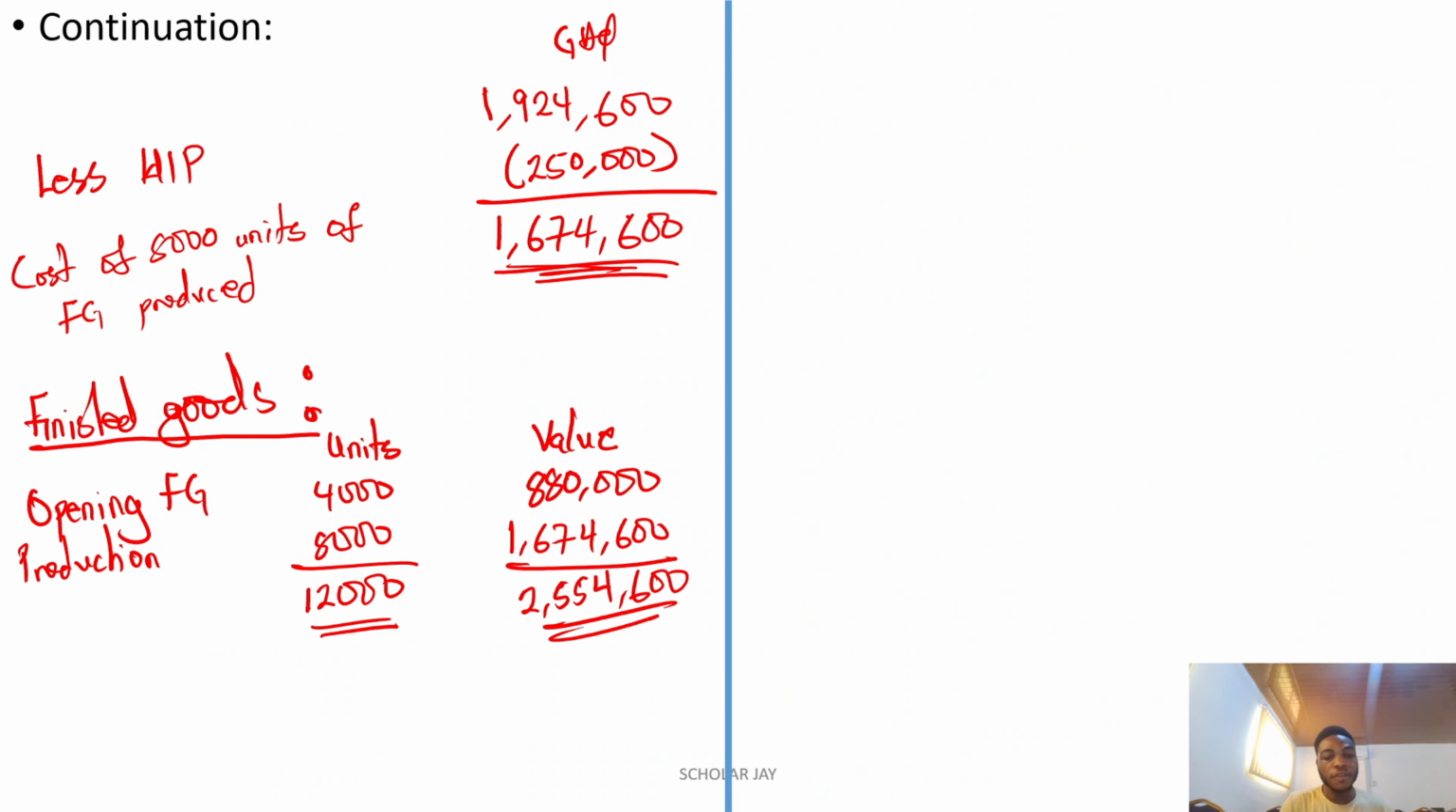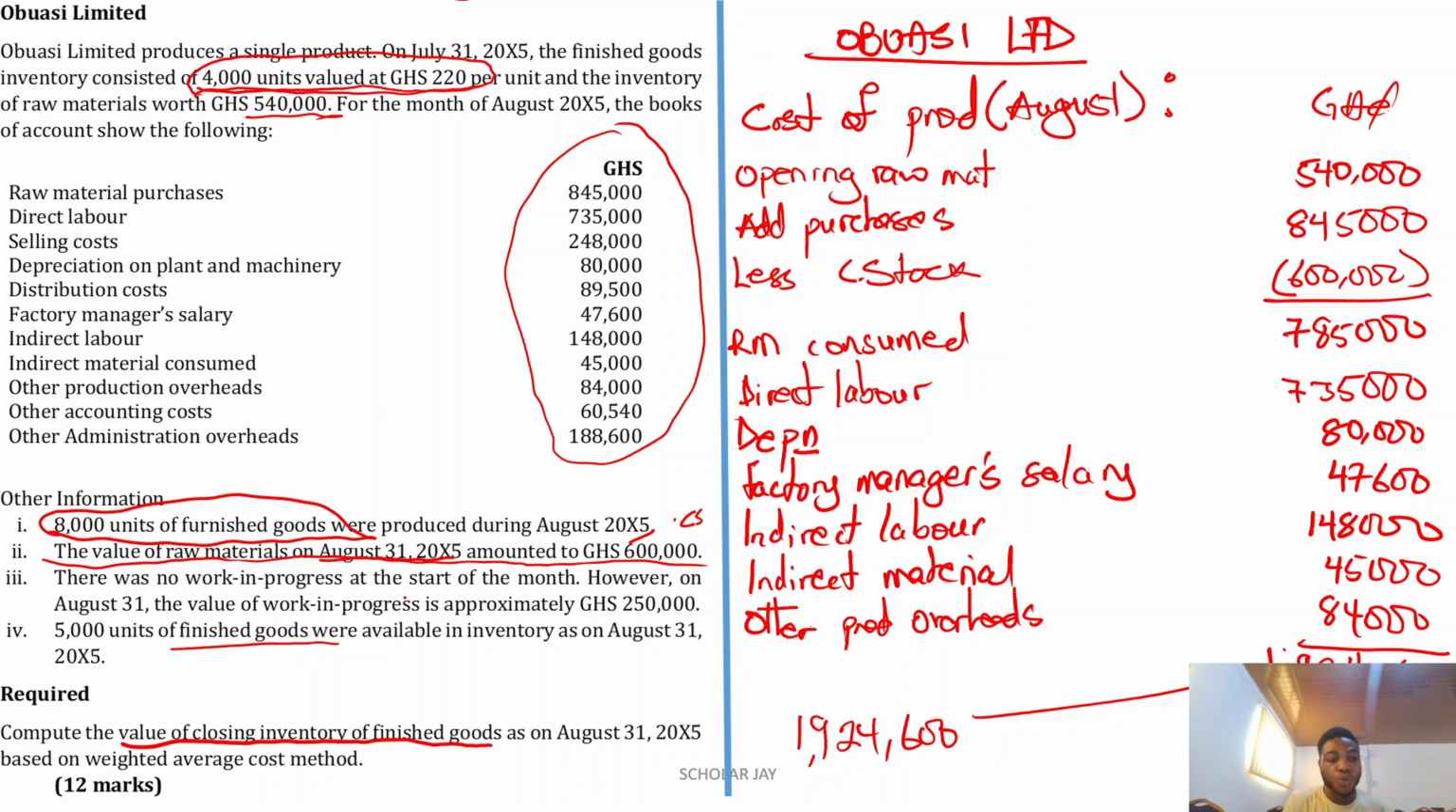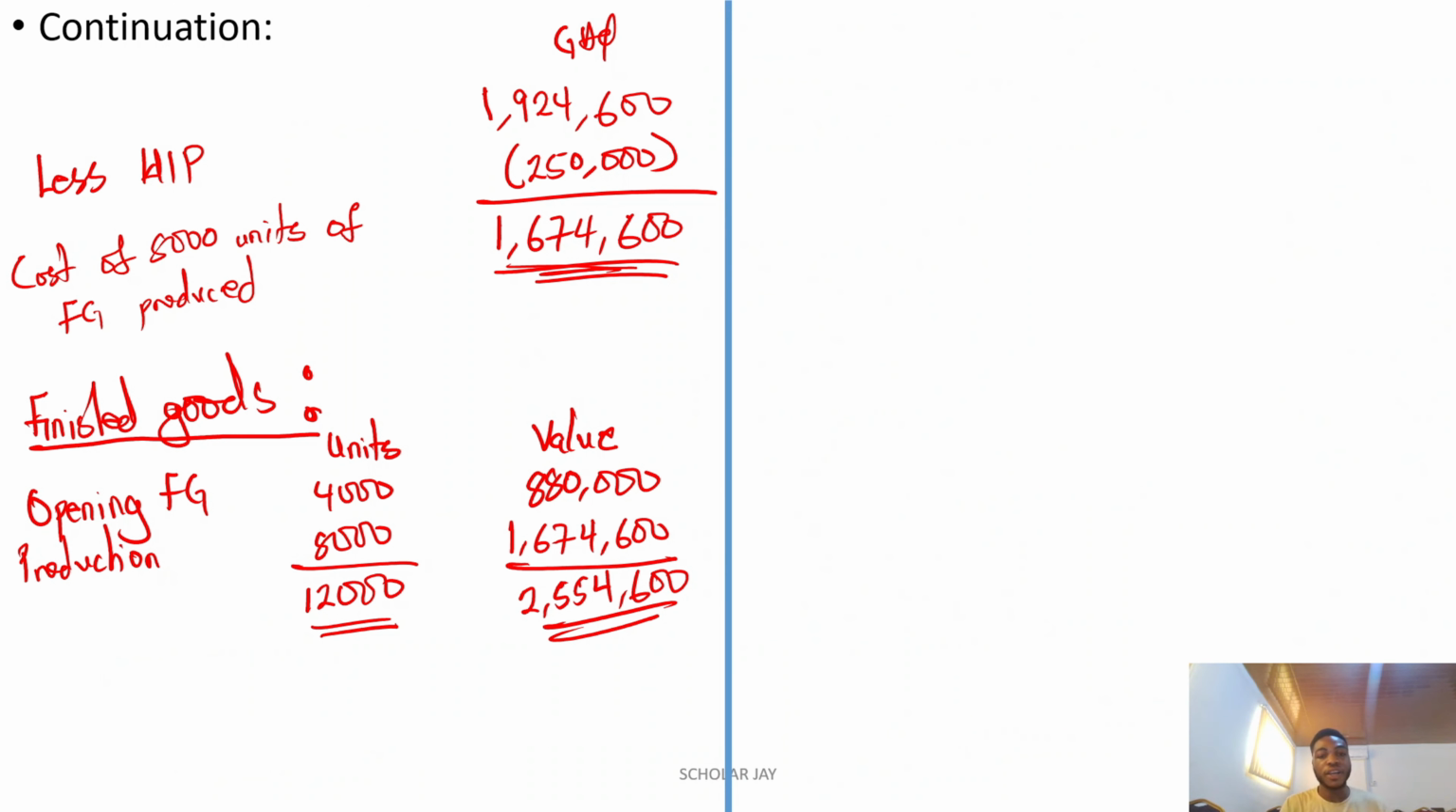So if they want us to find the closing inventory, they mentioned that the closing inventory is 5,000 units. So 5,000 units of finished goods were available in inventory as on August 31st, 20x5. So this 5,000 units that was available, what it means is that we are going to take this 5,000, find the cost per unit, and then we use it to multiply. Is that not it? So let's find the cost per unit. So the cost per unit based on the weighted average cost method, it means you are going to take 2,554,600 divided by what? 12,000.